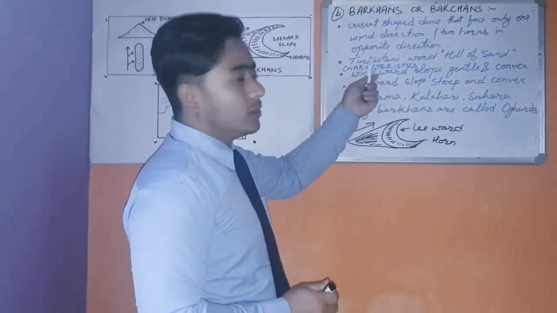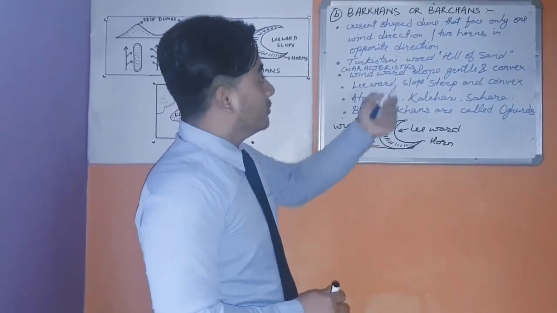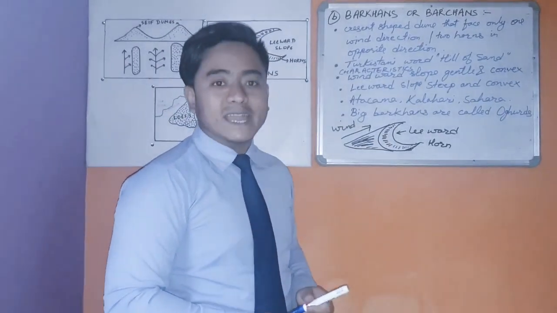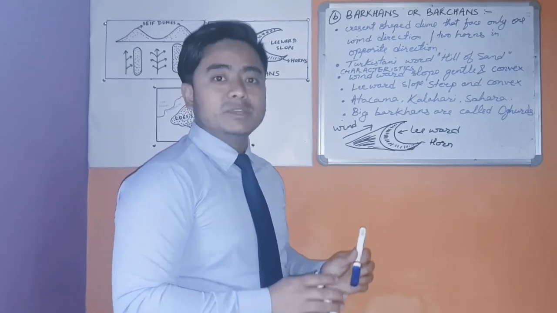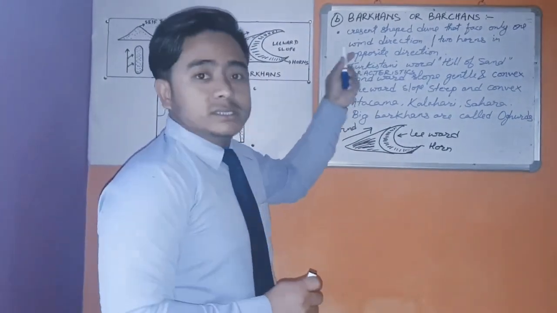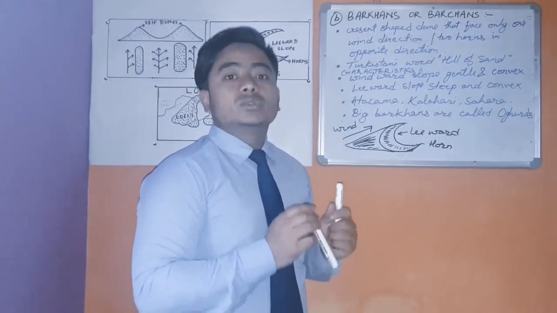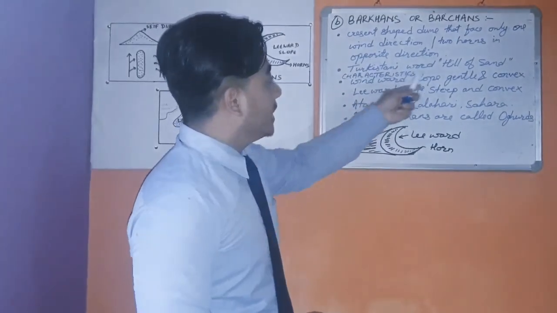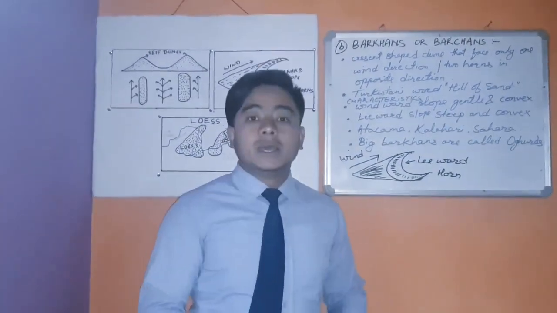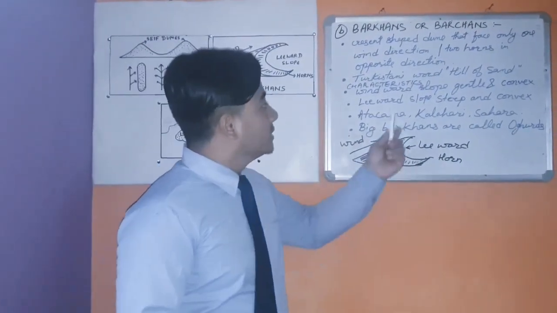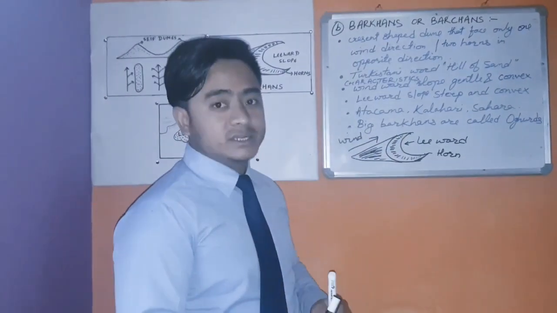Barkhan is derived from a Turkistani word which means hill of sand. Let me repeat. Barkhan is derived from the Turkistani word which means hill of sand. Let us now discuss the characteristics of Barkhans.